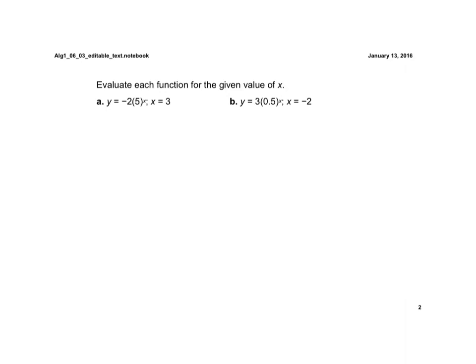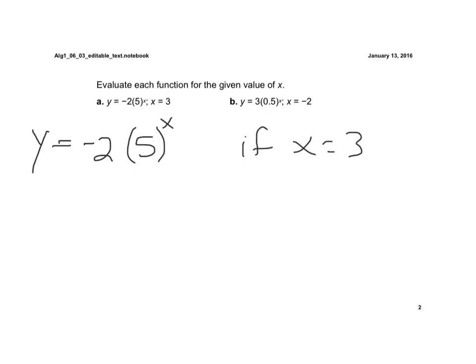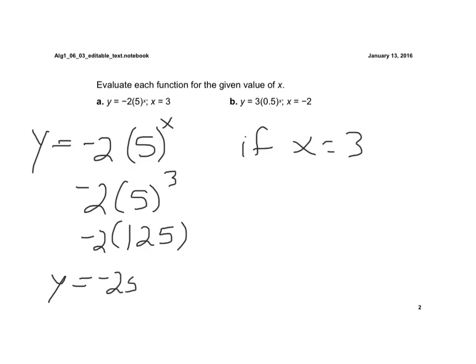Here, we're given exponential functions. And again, how do we know they're exponential functions? They're raised to a power of x. So if I have y equals negative 2, and then times 5 raised to the x power, they want me to evaluate this if x equals 3. So I substitute in. So I have negative 2 times 5 to the third power. So by order of operations, I must do 5 to the third power first, which is 125, because 5 times 5 times 5. Then I have to take that times a negative 2. So my answer is y equals negative 250.